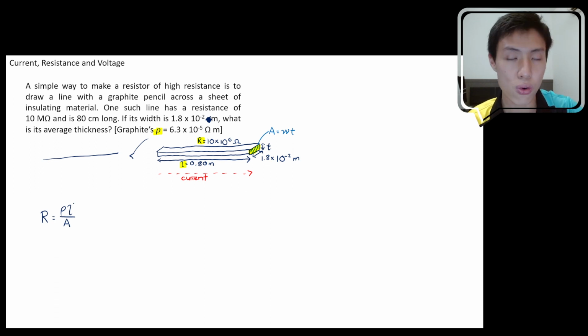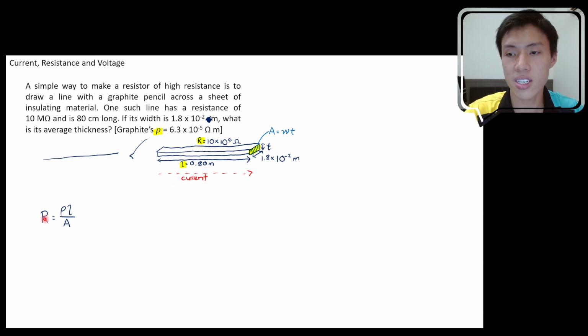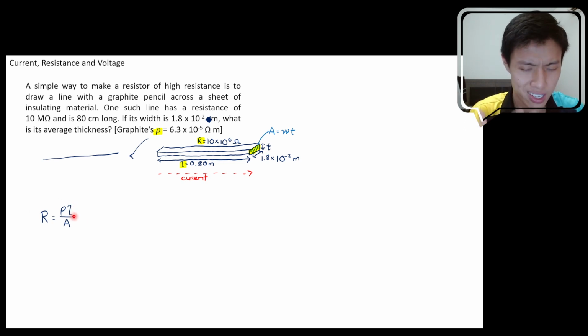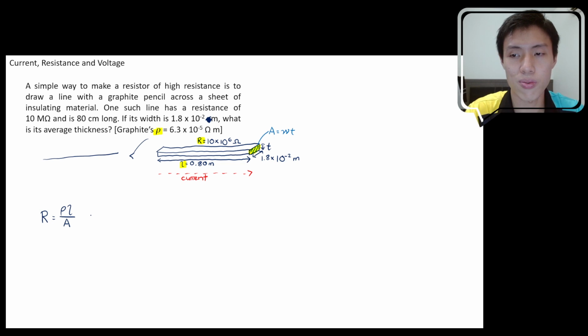Some people write rho as a subject, but I prefer to call R, resistance, as our subject, because our resistance here is dependent on three different factors, which is the resistivity or the type of material, the length of the conductor, and also the cross-sectional area of the conductor. So I prefer to arrange it that way. Okay, of course, it's just algebra. Okay, so nothing to be worried about.